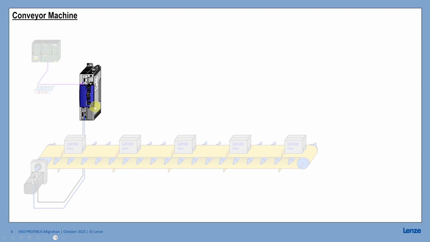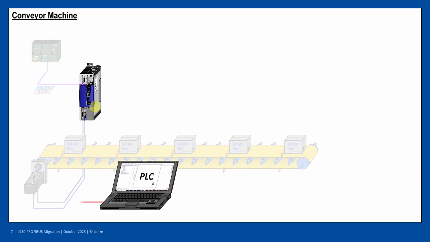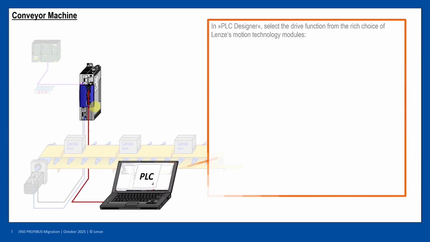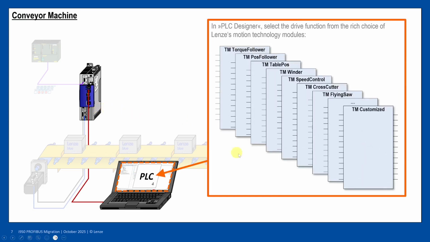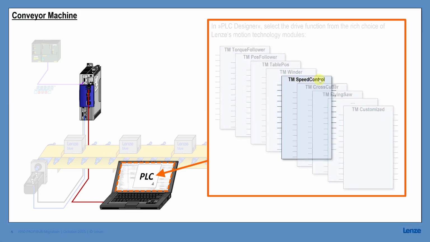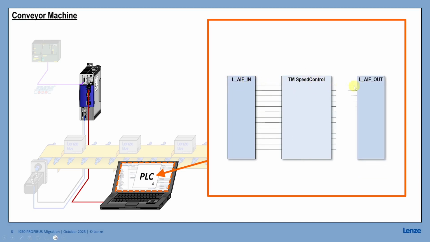Then, the i950 drive needs to be set up with Lenze's software tool PLC Designer. Let's choose the drive's motion function from Lenze's fast technology libraries to get the same behavior in motion control as the 9300 drive. In this example, we use a speed control application. In the next step, the AIF protocol conversion blocks are implemented at the interfaces of the speed control technology module.